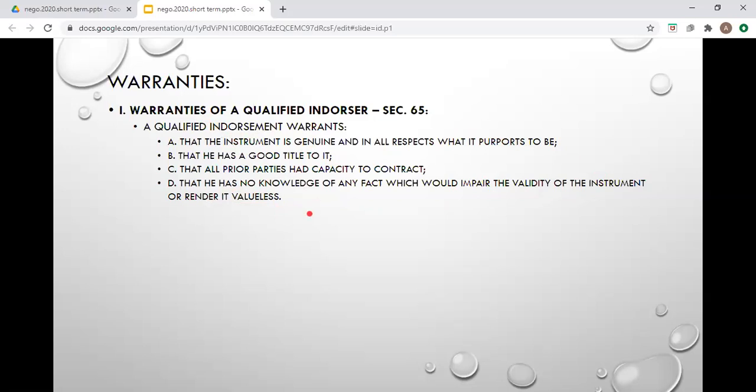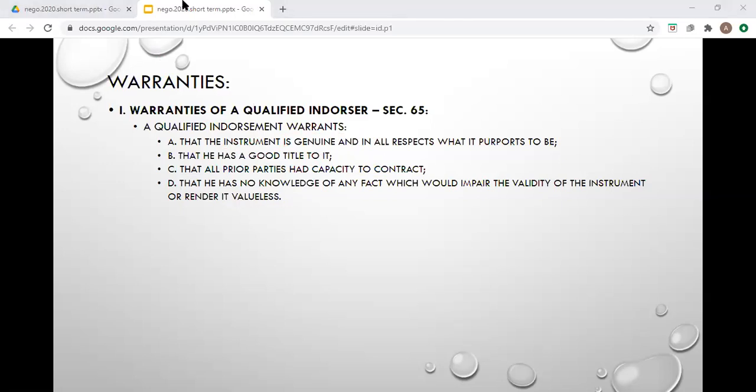In other words, even if the instrument is not genuine because there are material alterations or there is forgery, or even if a prior party has a defective title or is incapacitated to contract, as long as he has no personal knowledge of those defects, his liability will not yet attach. Okay? The liability will not yet attach.